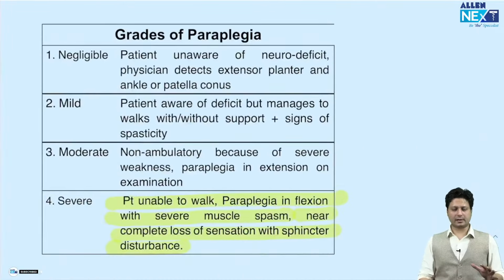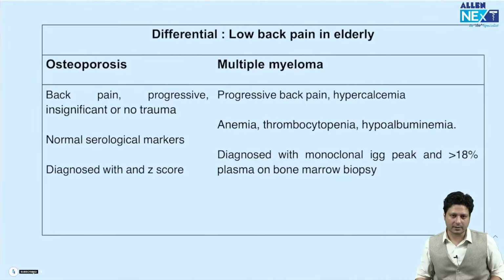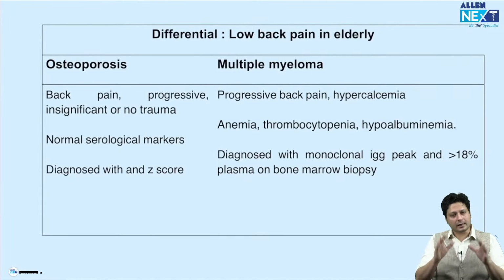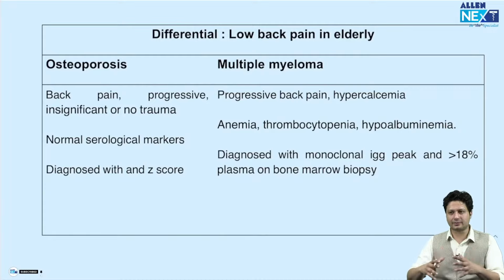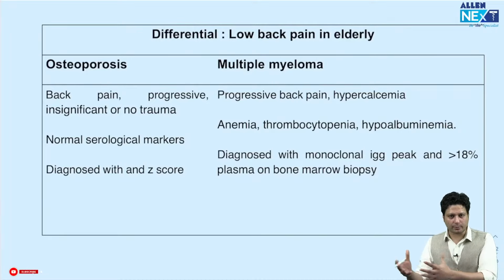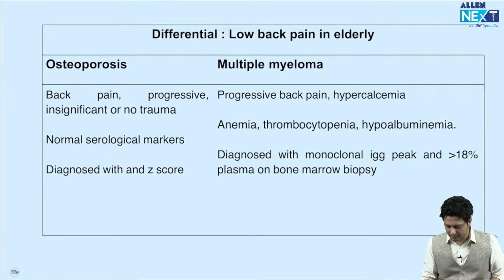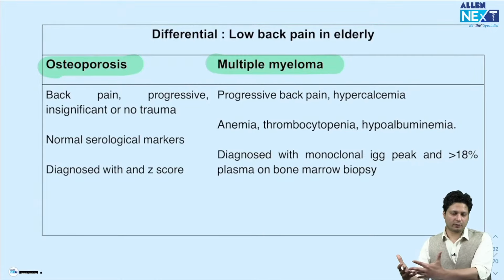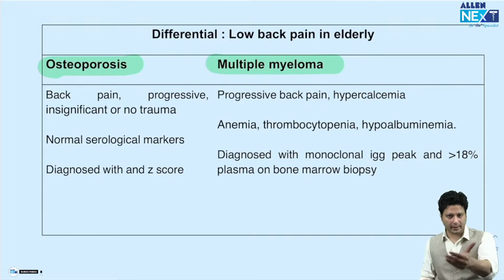Next, hopefully everything is clear related to this ankylosing spondylitis and Pott's spine related questions, how they are going to be asked. Next comes another differential diagnosis, that is low back ache in elderly. If the patient is coming in the late age groups, then there is another possibility of having low backache. These are the two closely related differentials: the first one is osteoporosis and the second one is multiple myeloma.